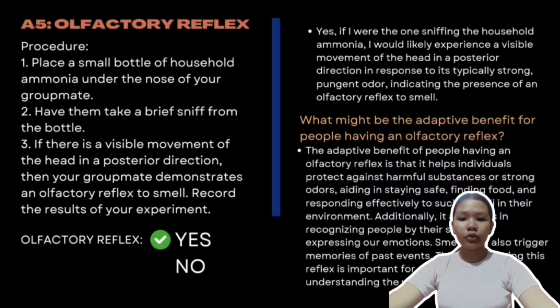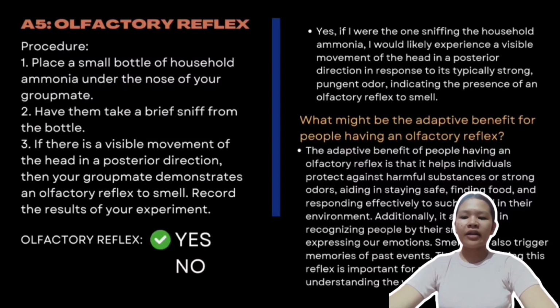Yes, there is a visible movement of the head in a posterior direction in response to its typically strong, pungent odor, indicating the presence of olfactory reflex to smell. When an individual encounters strong or nauseous odors like household ammonia, the olfactory system quickly detects these stimuli and responds. Sensory signals are transmitted to the brain, triggering the reflexive movement away from the source of the odor.